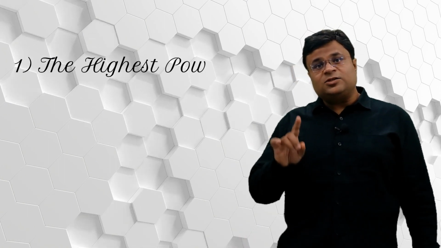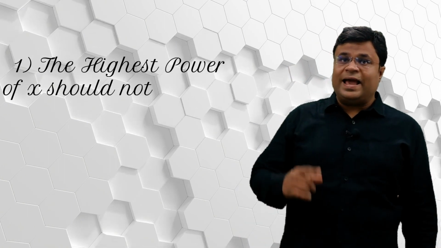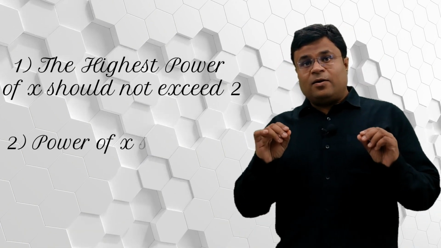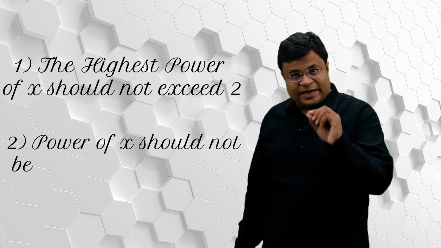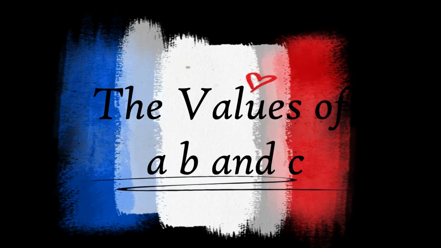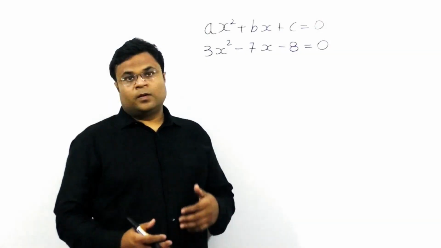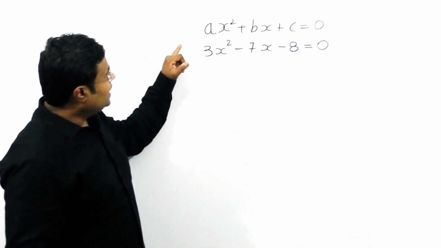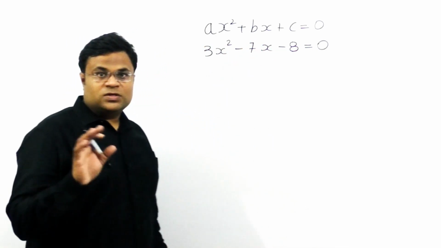So for any equation to be a quadratic equation, there are two conditions. One, the highest power of x should not exceed 2. And second, the power of x should not be negative or a fraction. Okay, so talking about the standard form, ax² + bx + c = 0 is the standard form.